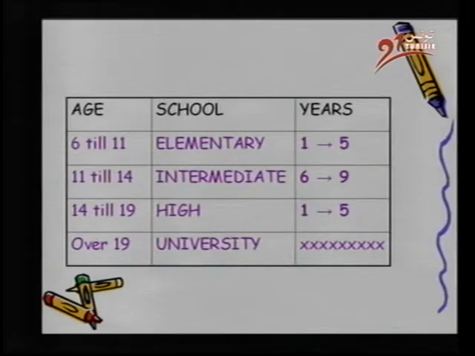Let's have a look at the table with the full information now. You have 3 stages: elementary, intermediate, and high. Look at the ages and look at the forms or years. There are certainly some similarities as well as some differences between our system in Tunisia and the system in Italy.